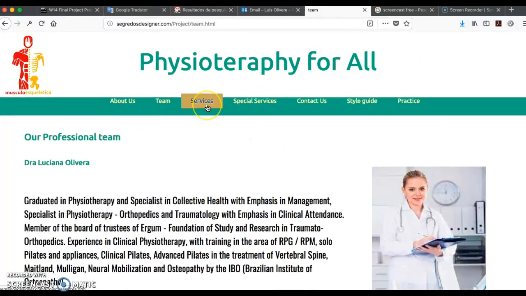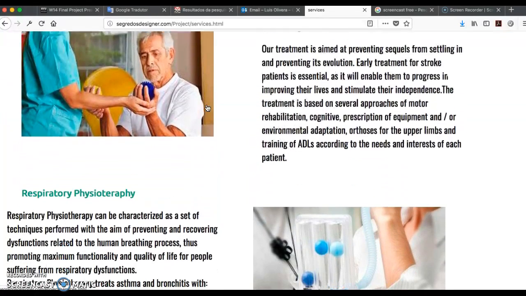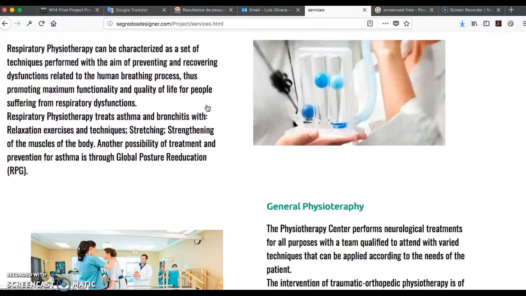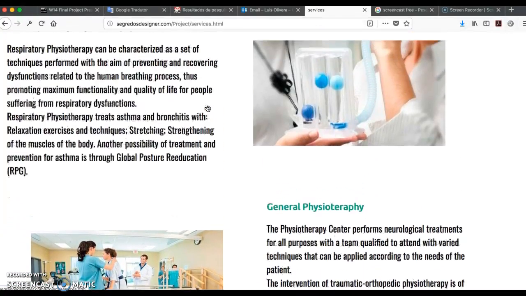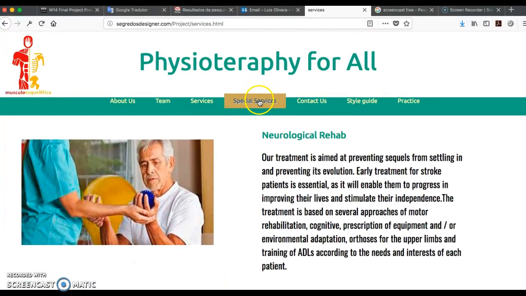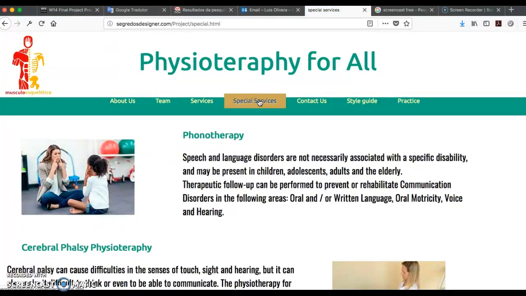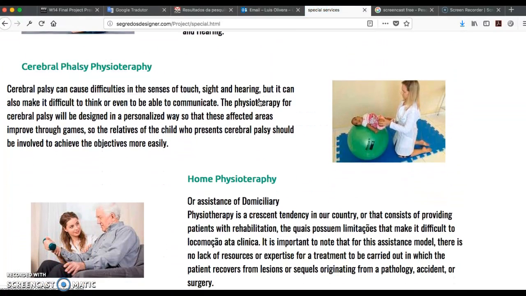Also on the site, we have two service pages. The first one specifies the services that are offered in the clinic, and in the second one the patient services are described.